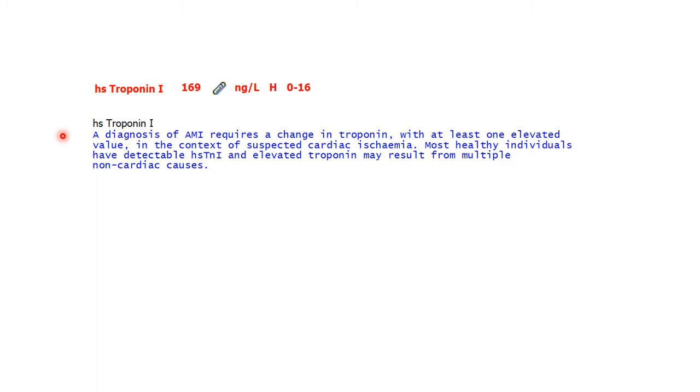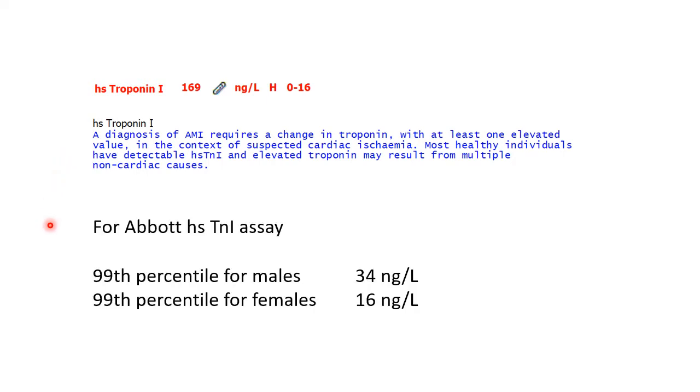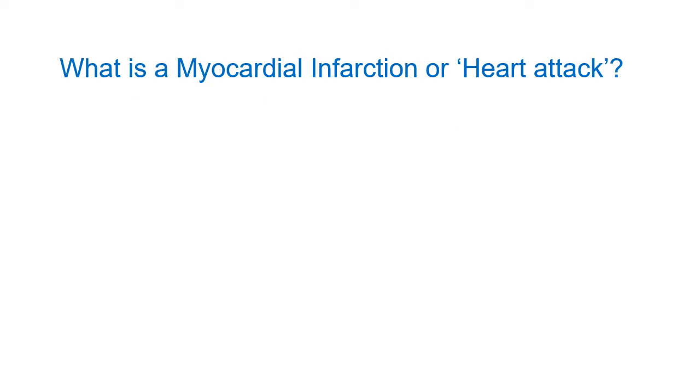Most healthy individuals have detectable high-sensitivity troponin I, and elevated troponin may result from many non-cardiac causes. So for the Abbott assay, the 99th percentile for females, as above, is 16 nanograms per litre, and for males, 34 nanograms per litre. So what is a myocardial infarction or heart attack?